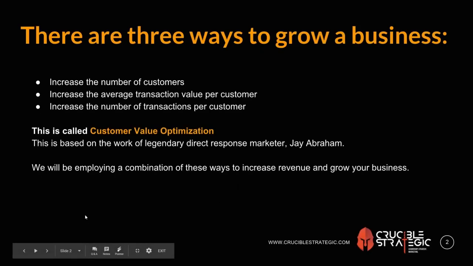All right, so first of all, there are 3 ways to grow a business, okay? Number 1, you need to increase the number of customers. Number 2, you need to increase the average transaction value per customer. So that means if you're charging $500 per customer, well, now you can increase to $1,000 per customer, okay? And then the number 3 way to grow your business is to increase the number of transactions per customer. So that means that you're making more money from the same customers. You're not trying to acquire new customers. You're just trying to get your existing customers to spend more money with you.